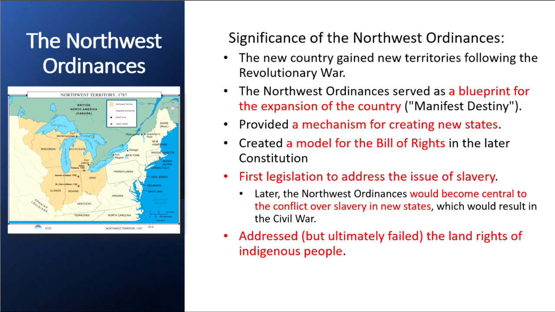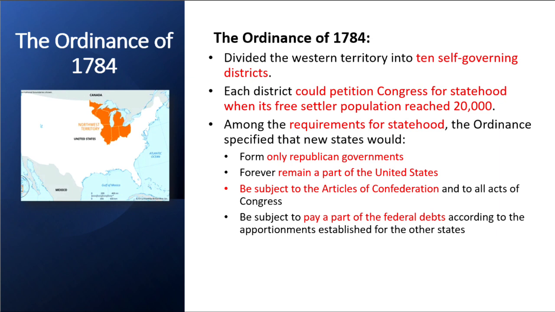Sounds good. Let's start with the Ordinance of 1784. This one divided the Western Territory into 10 self-governing districts, each with the potential to become a state once its population hit a certain number. But here's the catch. These new states could only have Republican governments and had to stay part of the U.S. forever. Yeah, it really shows you how concerned the founders were about keeping the nation unified after breaking away from Britain.